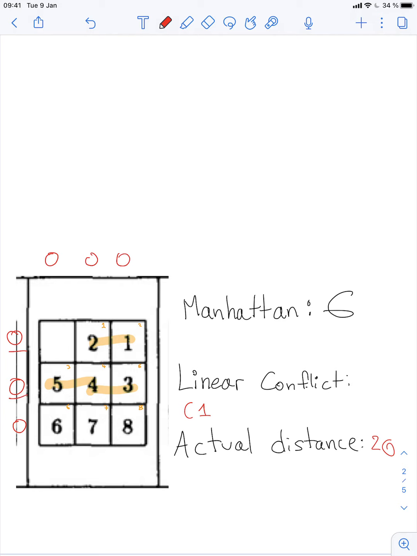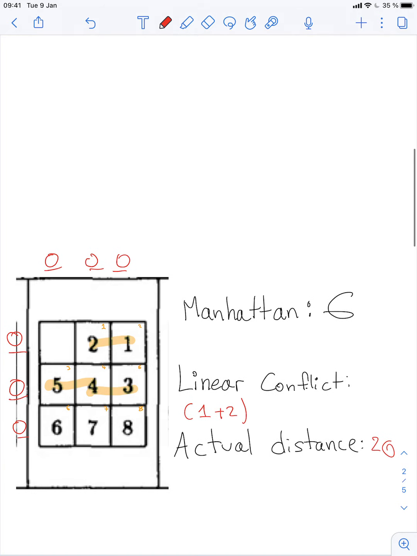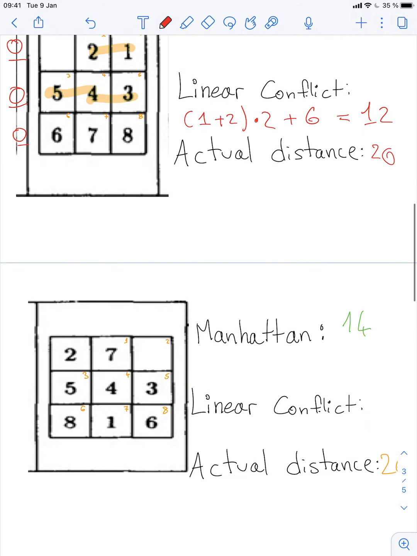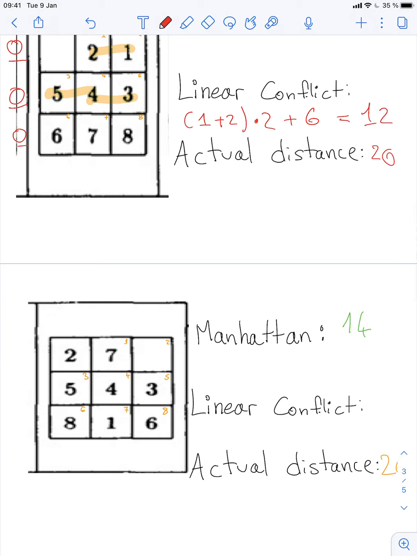Then we go to the next row. In this case, we have to remove 2 to remove all linear conflicts. So we add 2 here. After that, we finish all the rows and columns, and we multiply this by 2. And then we add the Manhattan distance, and we reach 12, which is the heuristic of this problem. I want you to solve this problem on your own. So pause this video and then I'll tell you the answer.